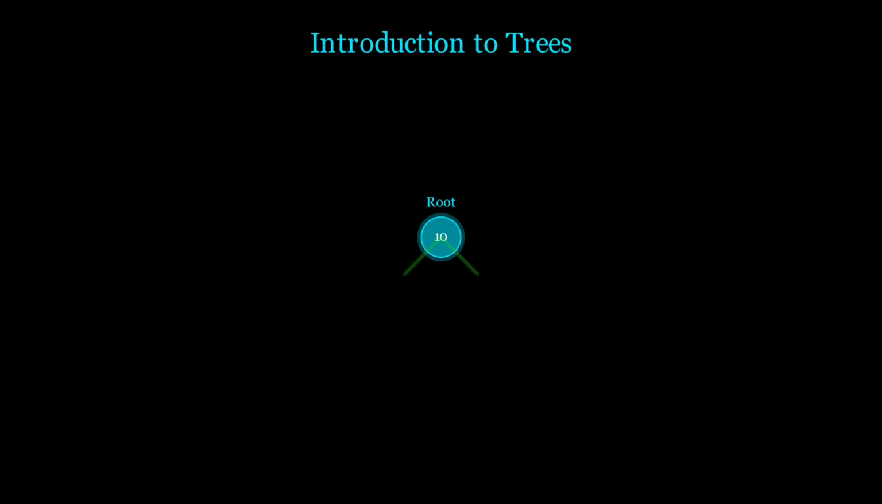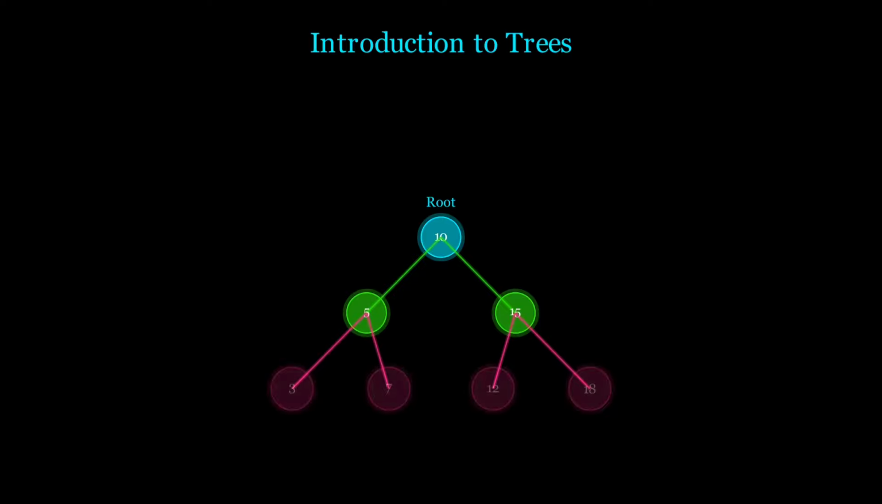Let's start by visualizing a tree. At the top, we have a root node. This is where everything begins. From the root, we branch out to child nodes. These are connected to the root by edges, forming the first level of the tree. And the tree grows further. Each level represents a deeper layer of hierarchy.